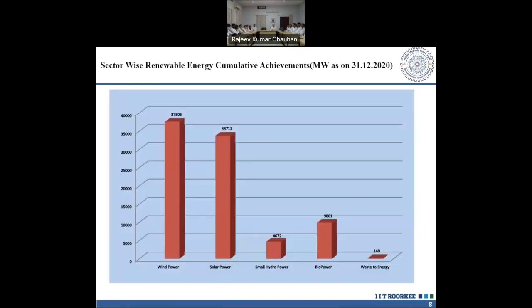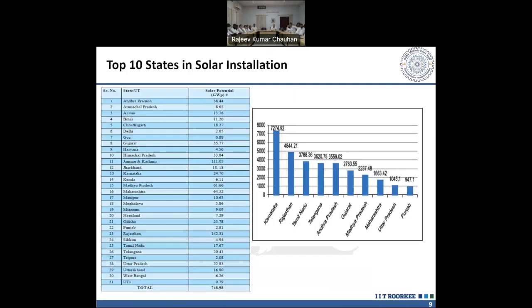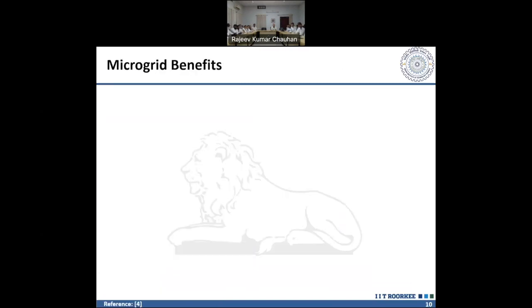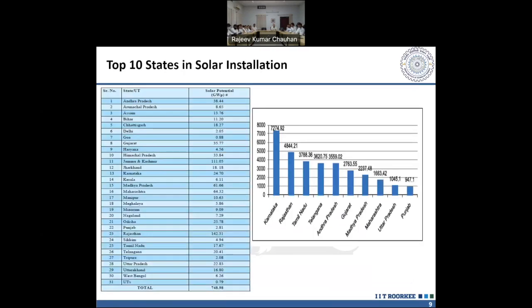This is the same representation, state-wise. I'm not able to read it, so you can go through there, they can read how much renewable each state is generating in India. Any question? So, what's the GWP and the solar potential? Gigawatt.